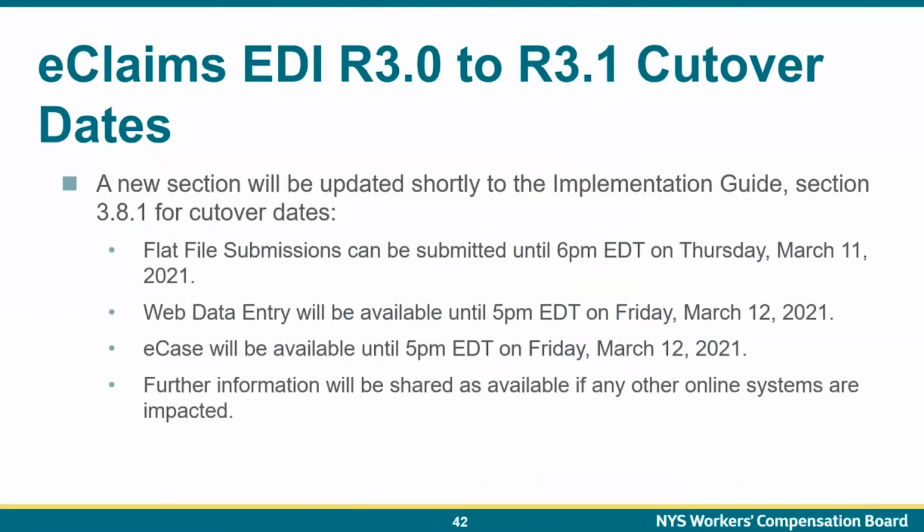Web data entry will be available until 5 p.m. Eastern Standard Time on Friday, March 12, 2021. A couple other important things that we know folks use a lot. eCase will also be available until 5 p.m. Eastern Standard Time on Friday, March 12, 2021. Further information will be shared as it's available if any other online systems are going to be impacted by the 3.0 to 3.1 cutover. So again, we will continue to keep everyone posted on additional impacts, as well as we will remind everyone as we get closer to those dates.